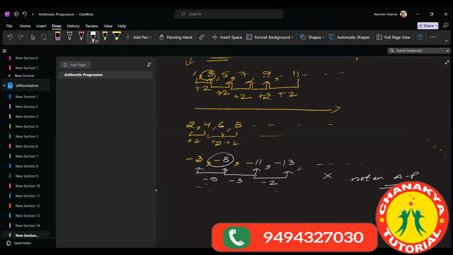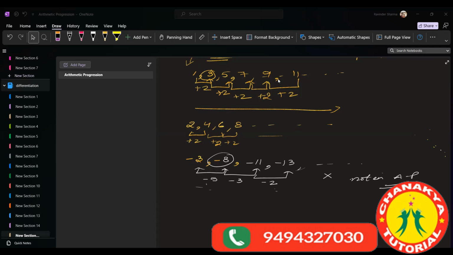Okay, Kashvi and Pranya? Arithmetic progression is when a series of numbers is given and the differences are the same. Okay, fine. And if the common difference is not the same, then this is not an AP.